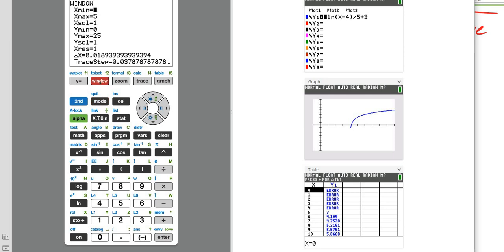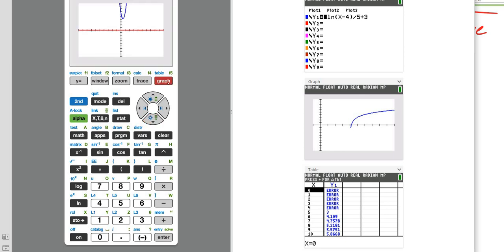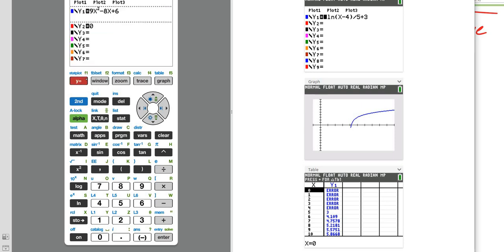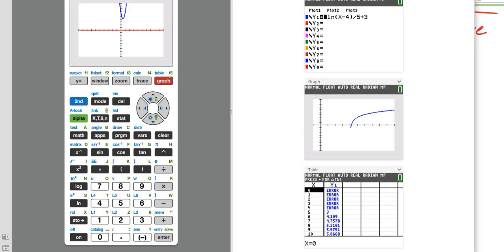And if I go to my window, I just make sure my thing's set out. I might go from negative 10 to 10 in each direction just because I was doing some other stuff on here and my window's a bit funky at the moment. Now if I graph that, well, that's an issue, isn't it? Are there any solutions?